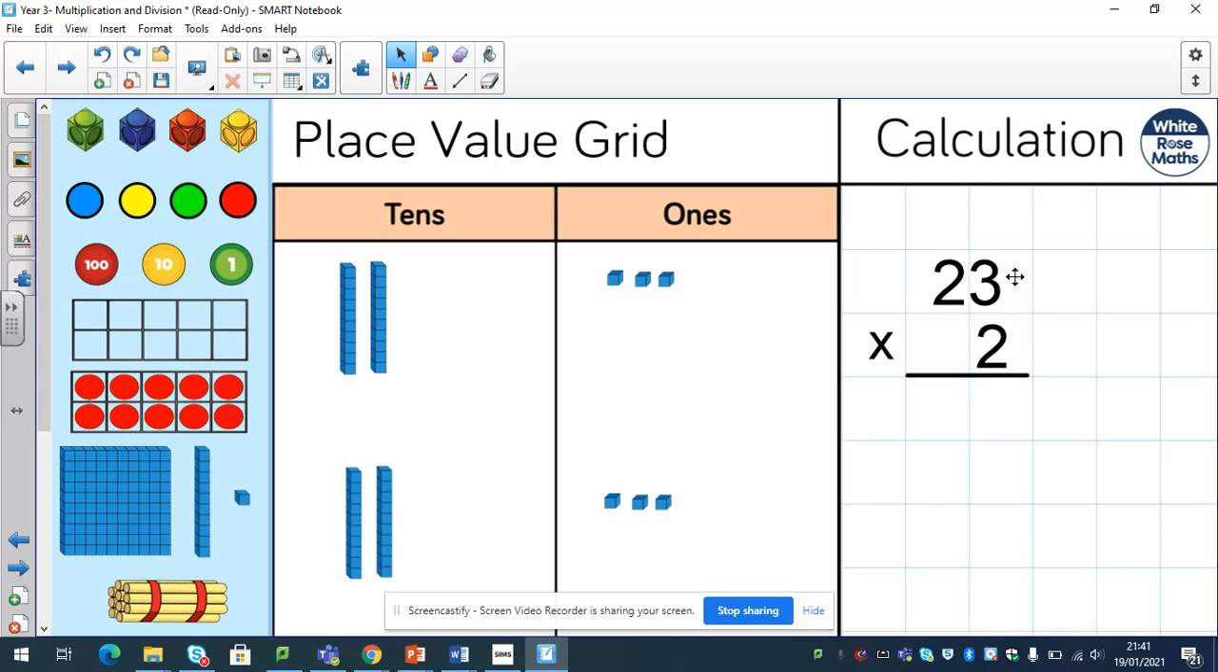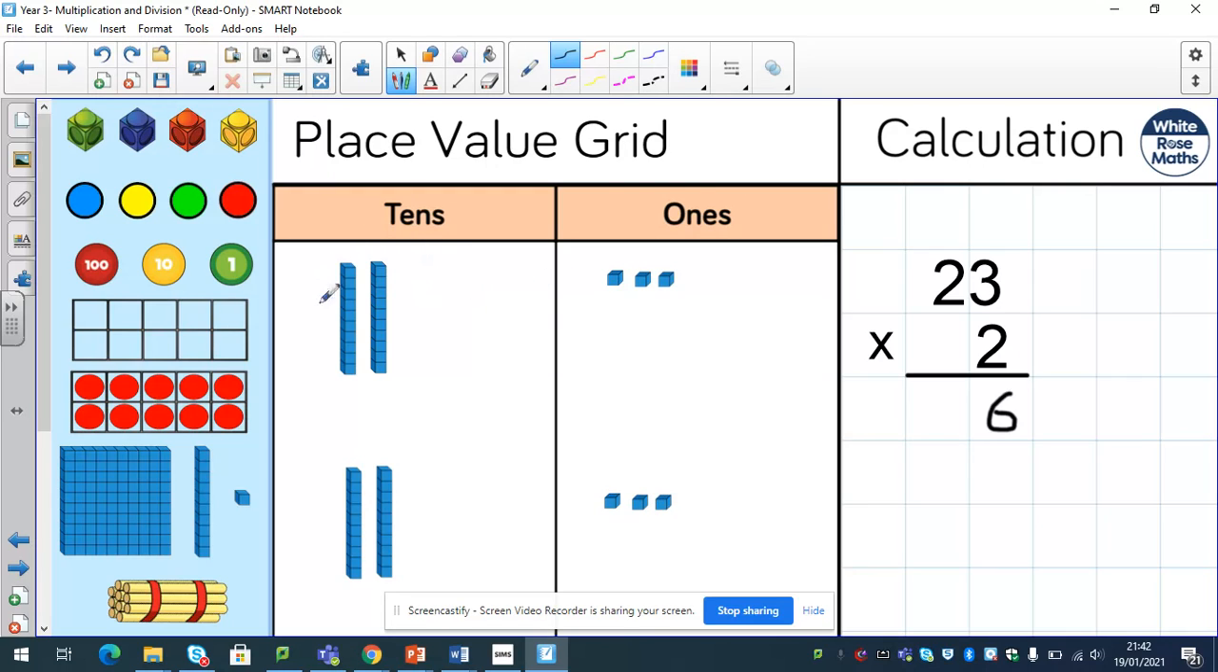So the first calculation I'm doing is 3 times 2, or 2 times 3. Looking over here in my ones column, I can see that I've got two groups of 3. Okay, so all together I've got 1, 2, 3, 4, 5, 6. 3 times 2 is 6. Because these are ones, I'm going to put the 6 in my ones column to represent these 6 ones over here.